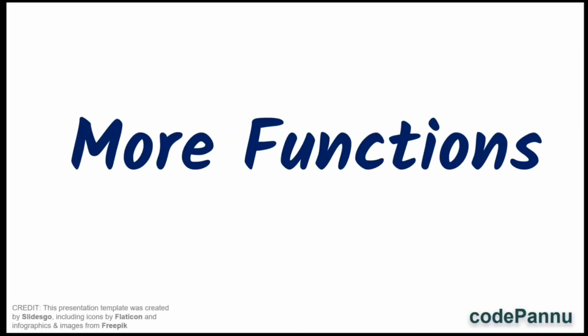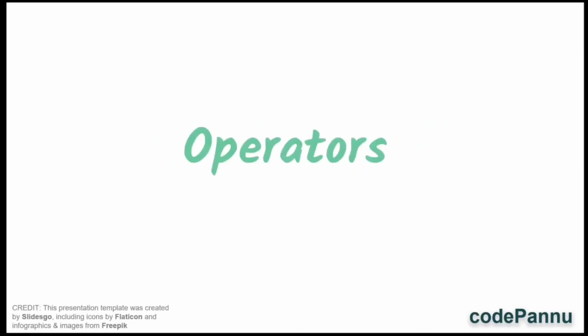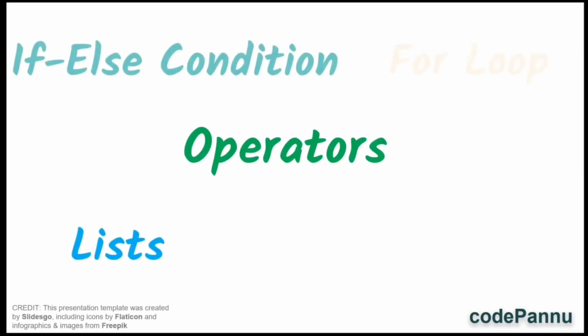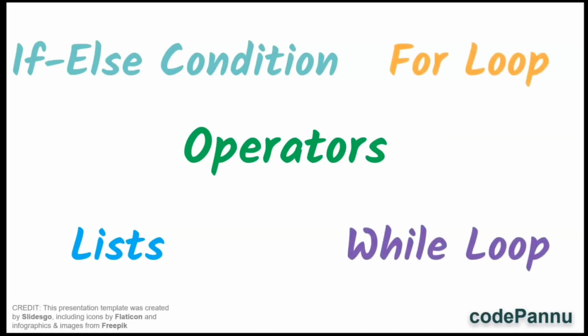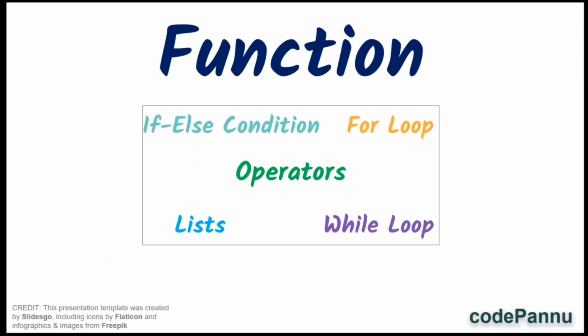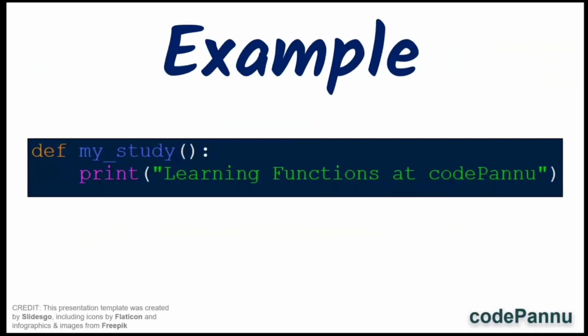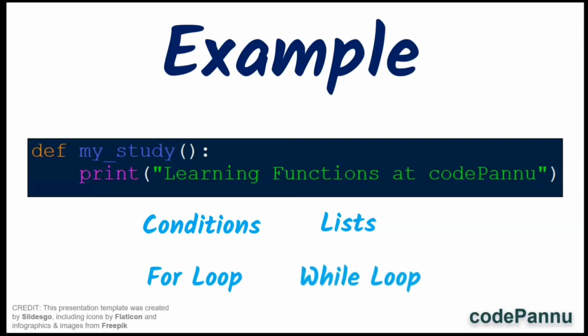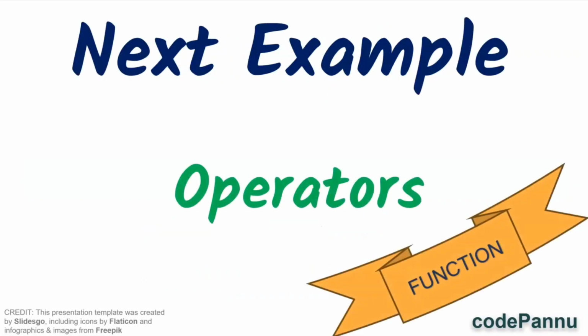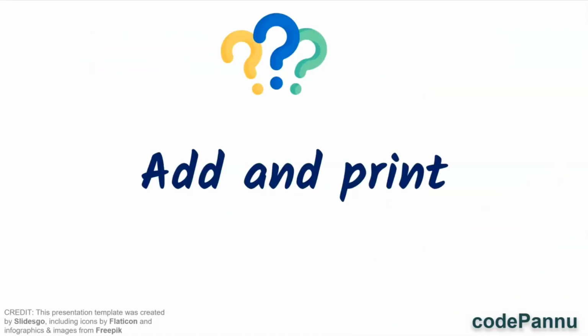We know to write code using operators, if-else condition, list, for loop, while loop, etc. Correct? We can write all of that code inside a function. In the previous example, we wrote a print statement inside a function. Same way, we can also write conditions, list, for loop, while loop, etc. In our next example, let us see how to write code with operators inside a function. Okay, shall we write a function to add two numbers and print the total?